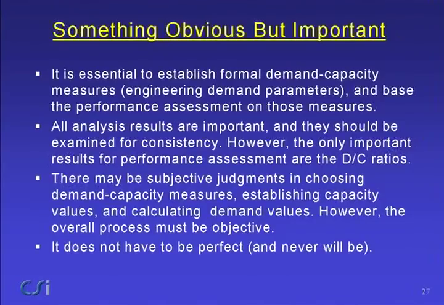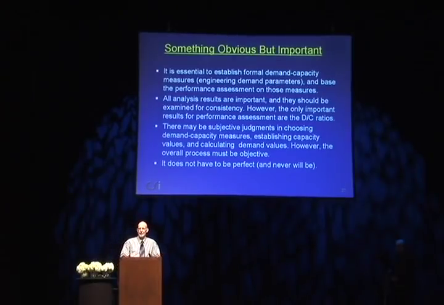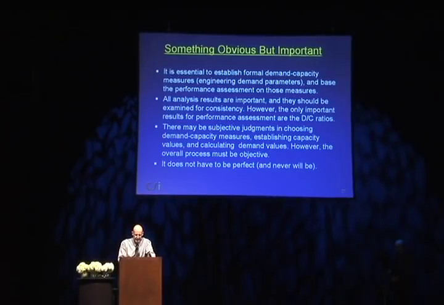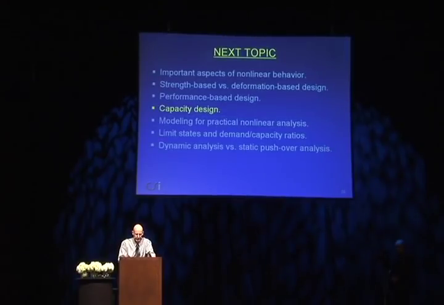Now, there may be subjective judgments when you choose the demand capacity measures, when you establish the capacity values, and also when you calculate the demand values. There are subjective judgments: what should the capacity be for plastic end rotation? Is your analysis model okay, or is it not? However, ultimately the overall process must be based on objective measures and demand capacity comparisons. It does not have to be perfect, and it never will be perfect. You have to learn to live with the uncertainty.